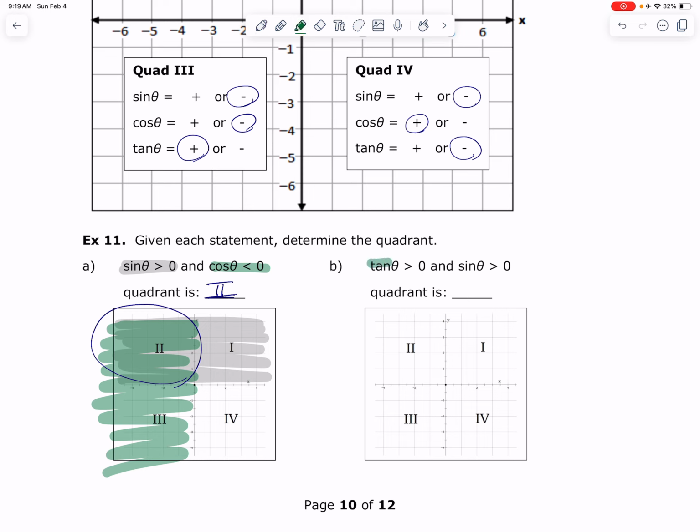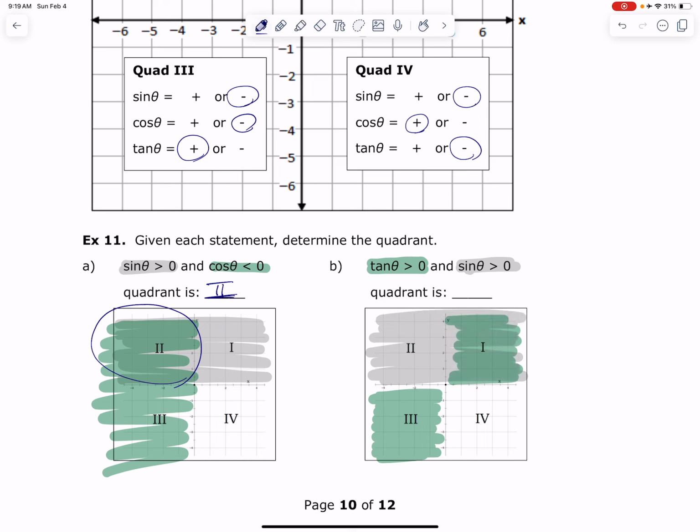B, we've got tangent of theta is greater than 0. So our tangent is positive in quadrants 1 and 3. We have sine is positive as well. That happens in quadrants 1 and 2. Our overlap here is quadrant 1.